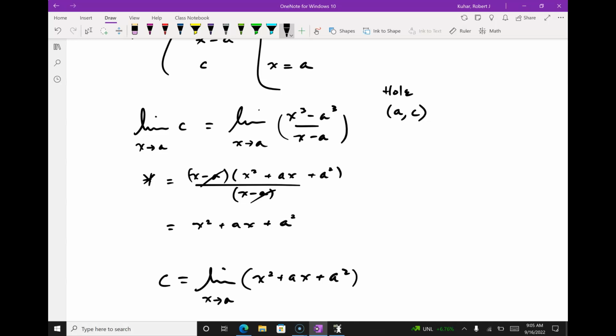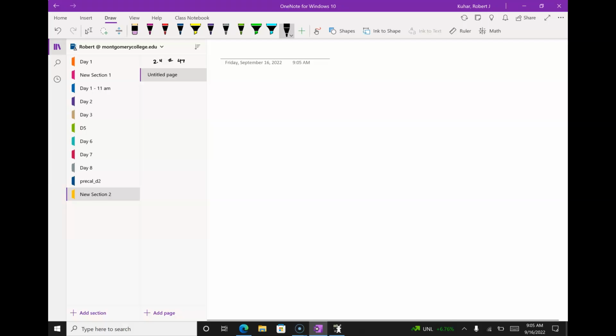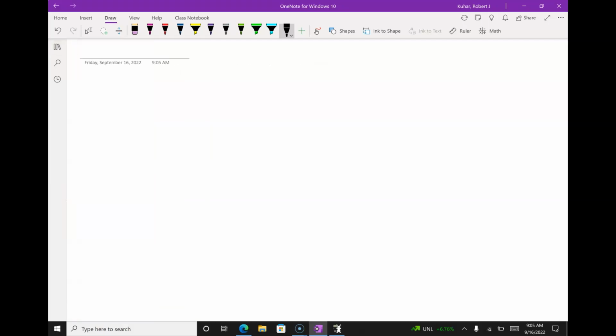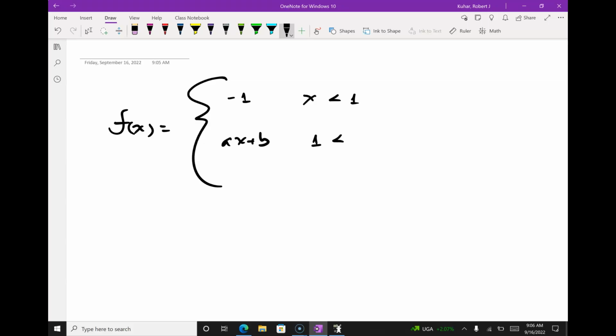So continuity is kind of weird. Let's do another continuity problem. So I'm going to give you a three-piece suit here, a three-piece function. And I'm going to say it's negative 1 if x is less than 1. It's ax plus b if my x values are between 1 and 3. And it's positive 1 if x is greater than 3.